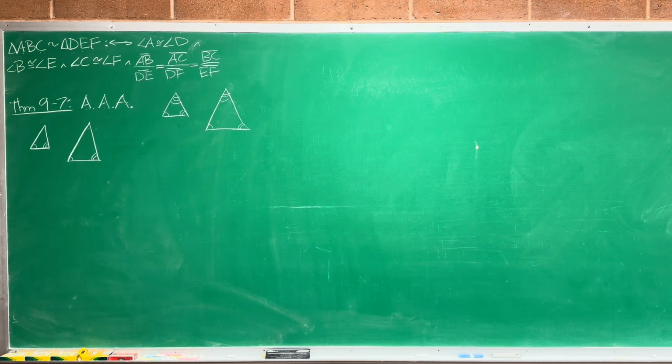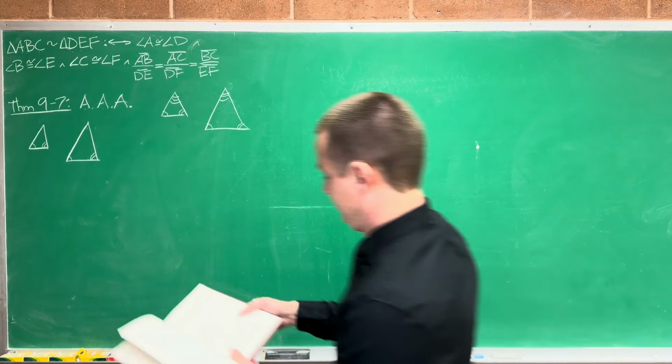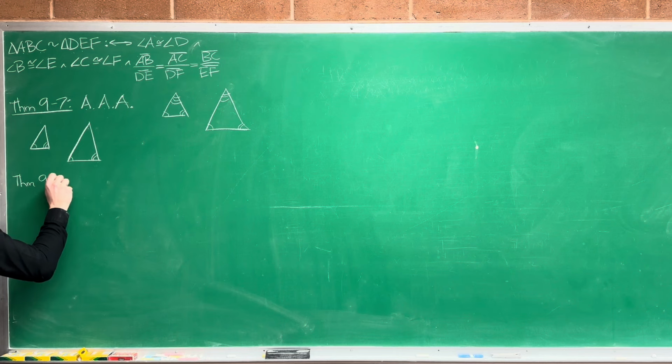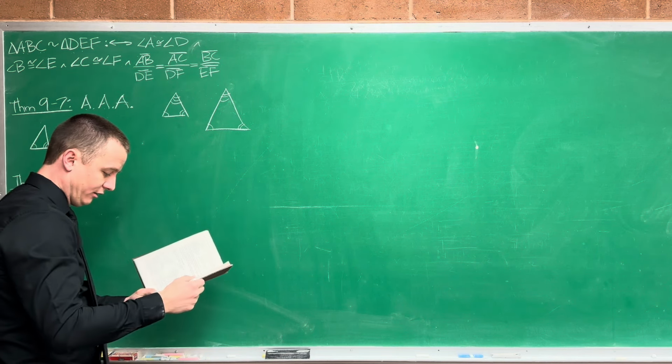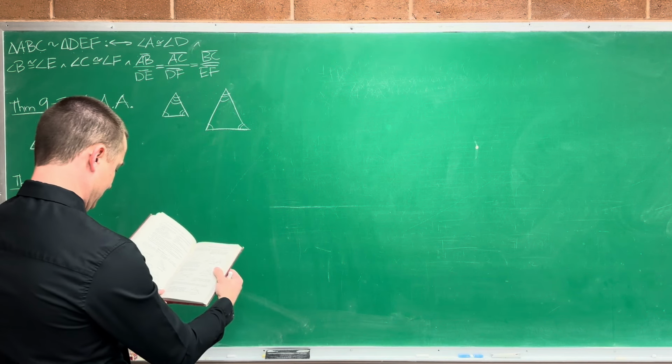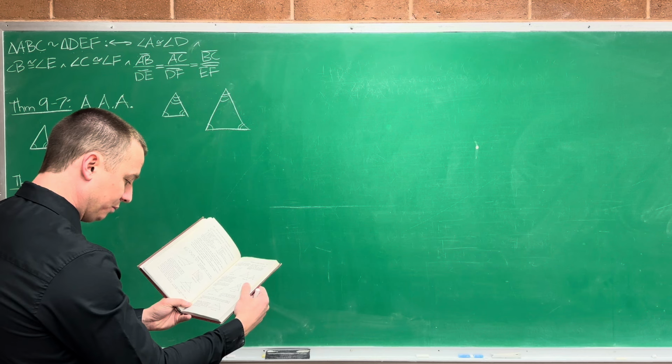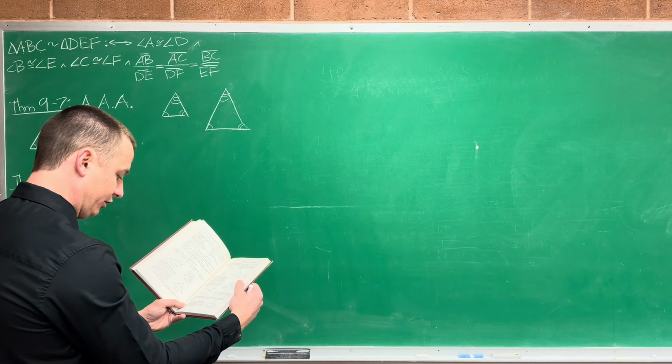So let's look at the first one, Theorem 9.8. So we'll scribble that right here. Want me to read it to you? Theorem 9.8: a line that divides two sides of the triangle proportionally is parallel to the third side.